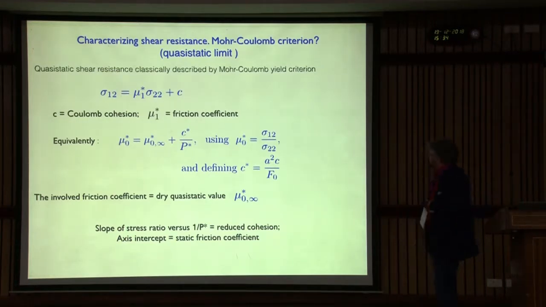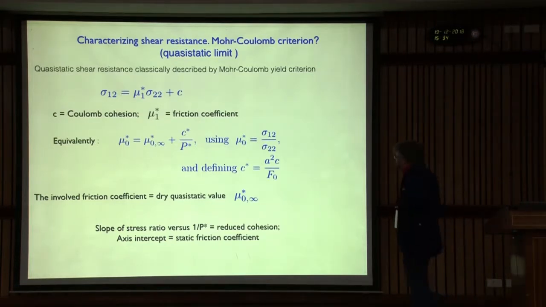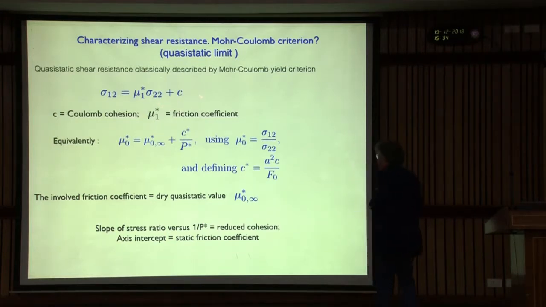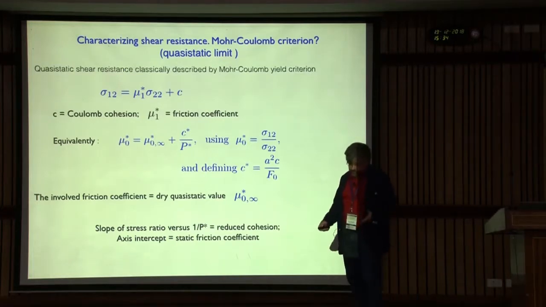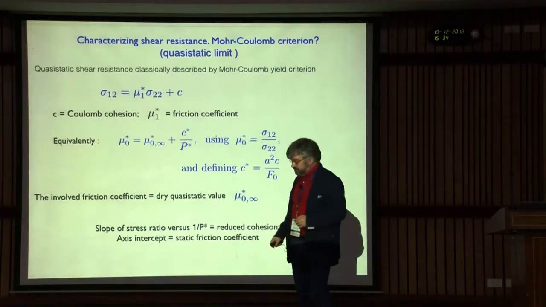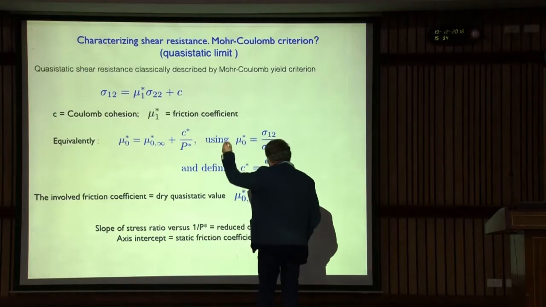Okay, I'd like to explain the increase of shear resistance brought about by the cohesive capillary forces. First, let's see whether we can describe cohesive effects by this classical Mohr-Coulomb yield criterion. I'm focusing now on the quasi-static limit. I'm trying to explain that the curve moves up. Let's try to explain why the first point moves up.